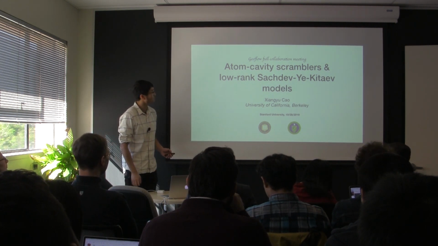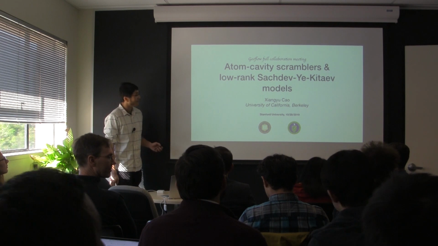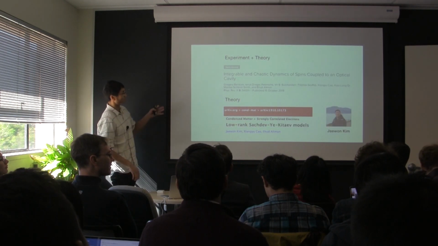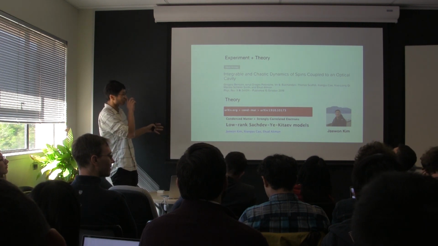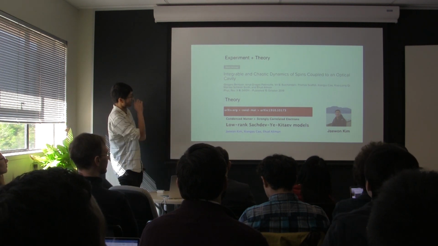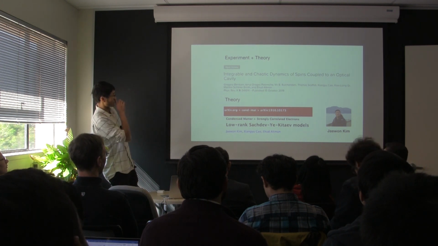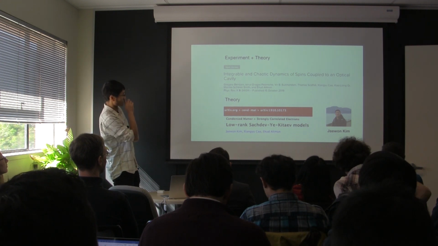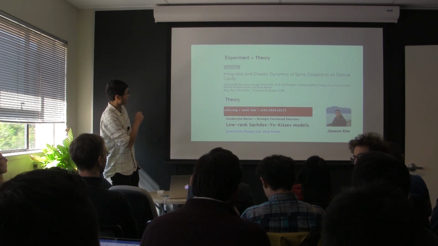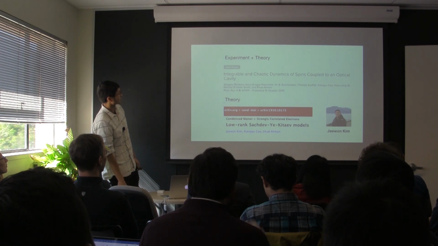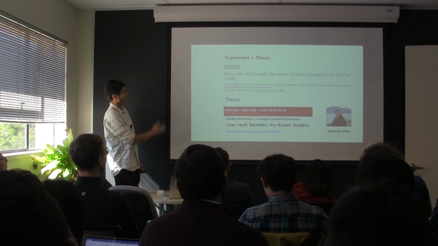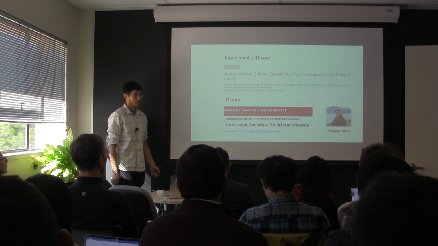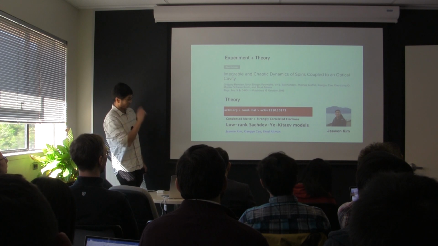So I'm going to talk about scramblers and SYK models. There will be two parts. The first part is about this experimental proposal and this experimental-theoretical collaboration between Stanford and Berkeley, which is already published. I think Greg has already talked about this work during one of the previous meetings, so I'm going to be a bit brief on this.